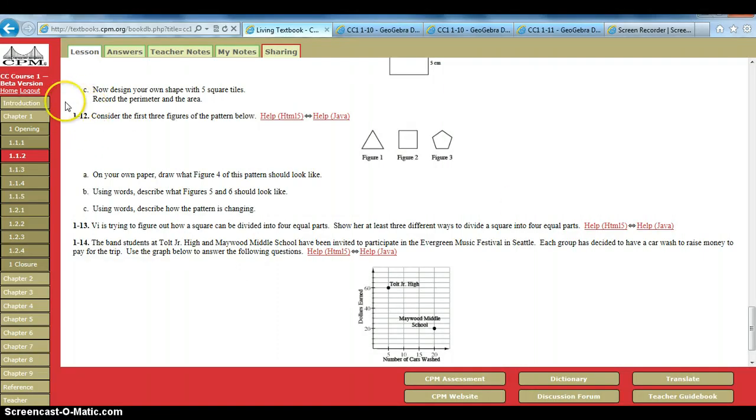Moving ahead, looking at 1.1.2, it says, consider the first 3 figures of the pattern below. For A, on your own paper, draw what figure 4 in this pattern should look like. For B, using words, describe what figure 5 and 6 should look like. And for 1.1.2C, using words, describe how the pattern is changing. Okay?